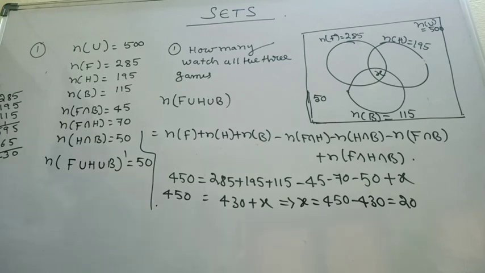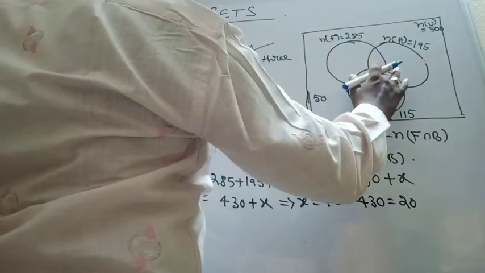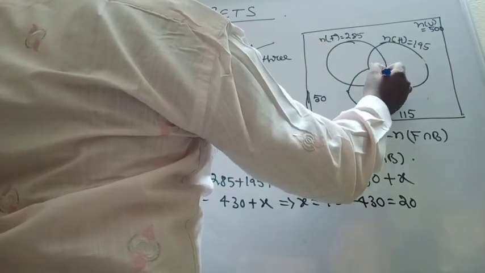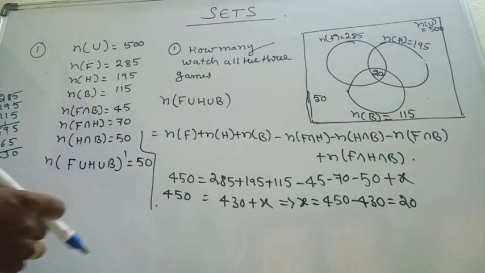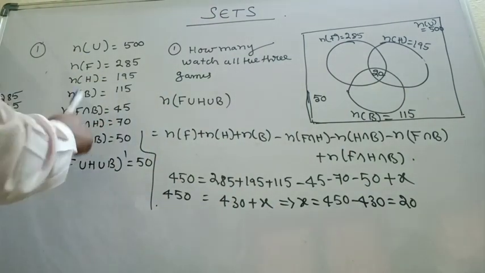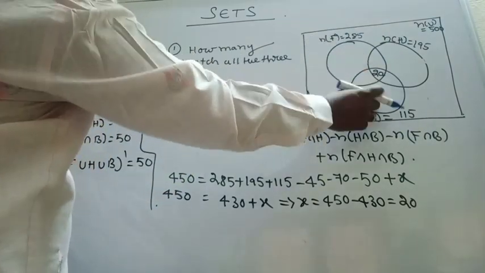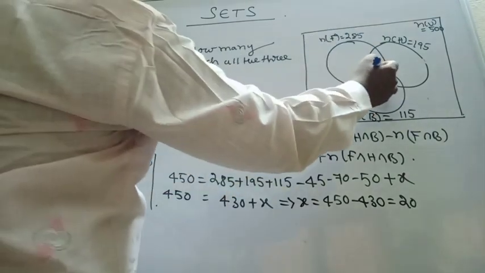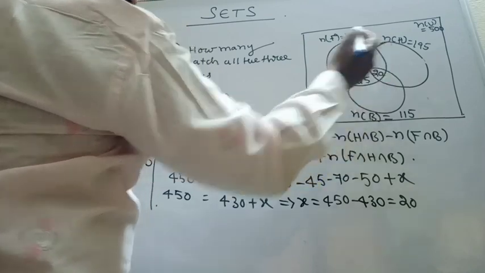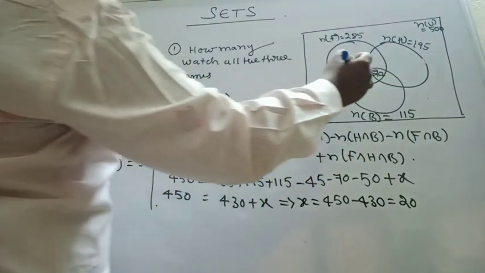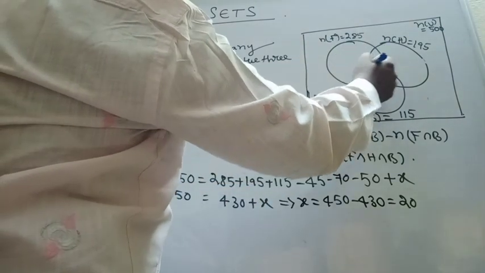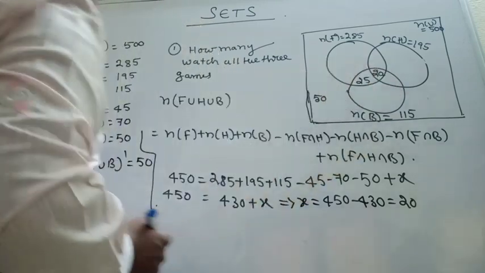All the three games, now here x value is equal to what? 20 you have here. Now see beautifully, once you got 20, my dear students, N of F intersection B, F intersection B is 45, means already 20 is there, therefore it becomes 25, because F intersection B part is this total part.